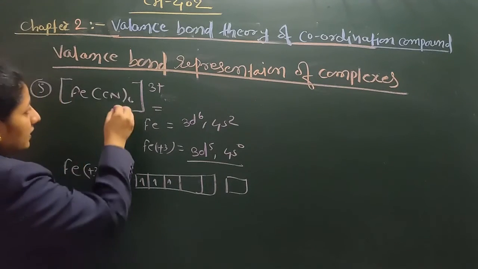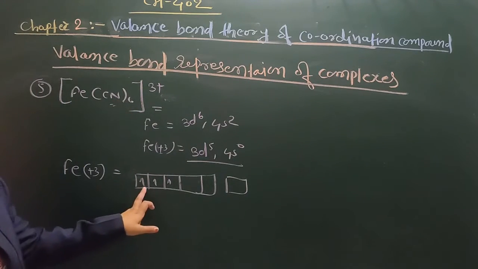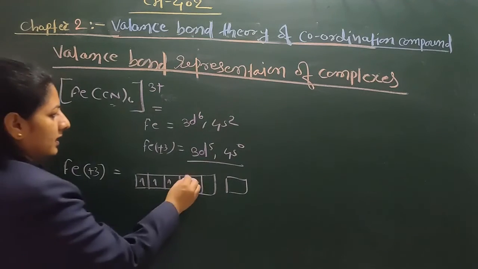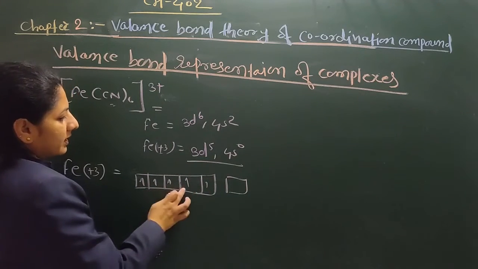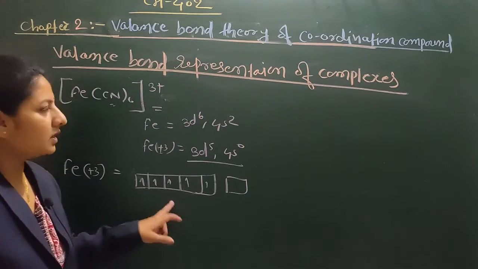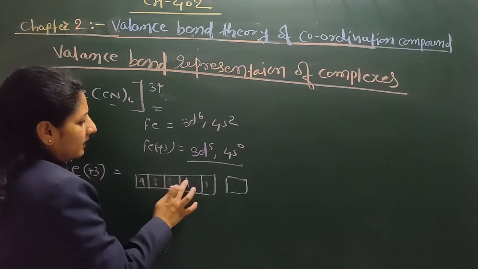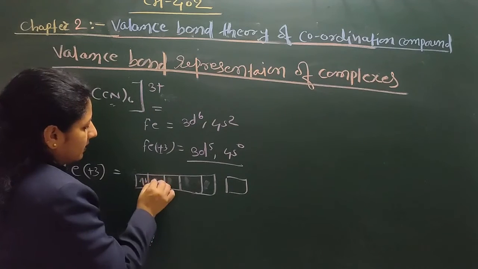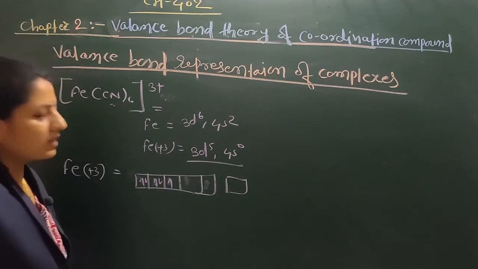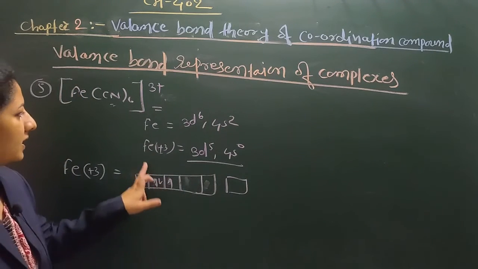But if you see that the cyanide is present, the five electrons would pair up. This unpaired arrangement is not possible here, because cyanide is a strong field ligand, and due to that the electrons will get paired.